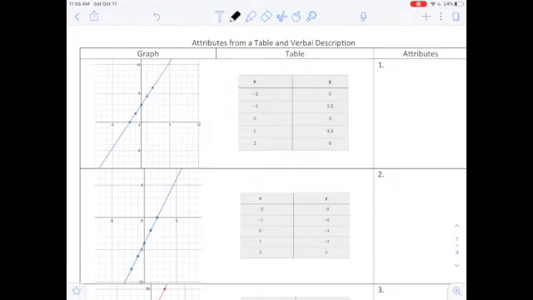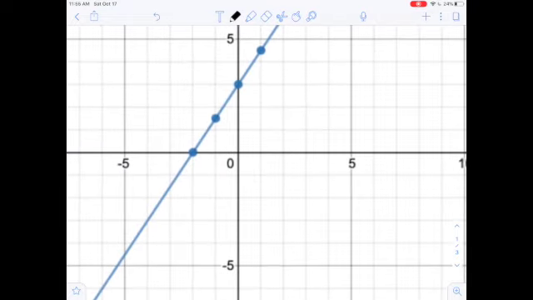Okay, guys, we are going to be looking at attributes from a table and a verbal description today. Attributes from a table is actually pretty simple. The only time it gets kind of tricky is when the attributes are not already in your table. So what I did was I made a couple of tables and I put the graphs beside them so that you can go ahead and identify them.